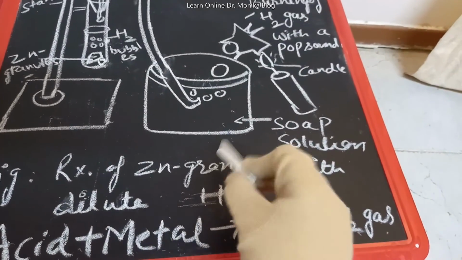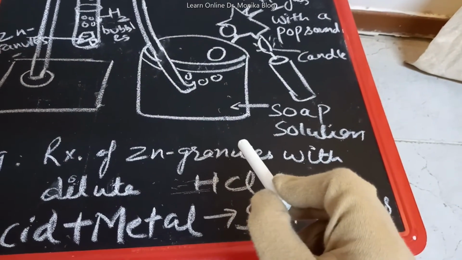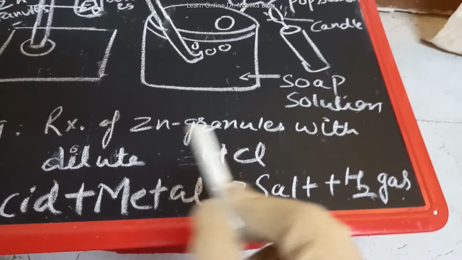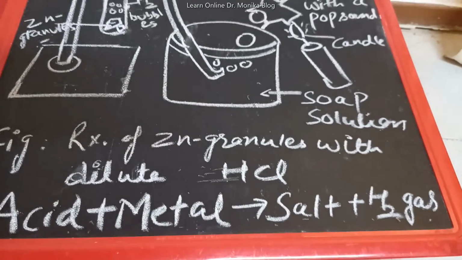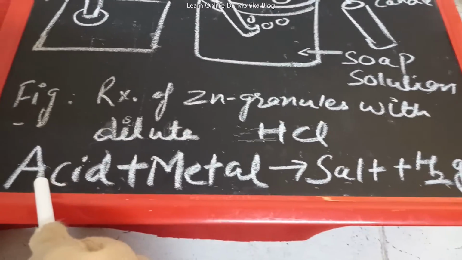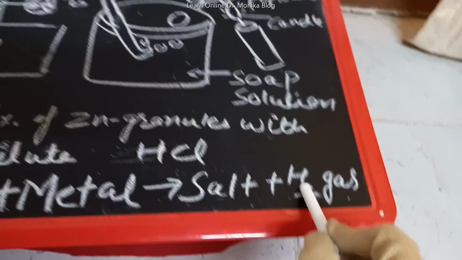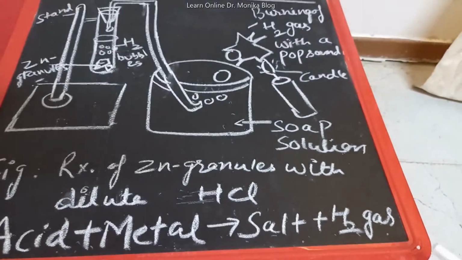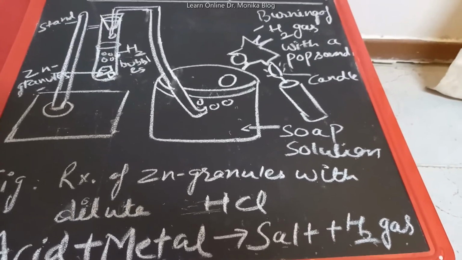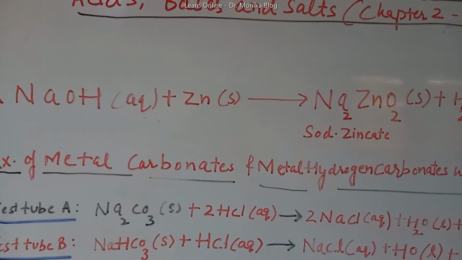From this reaction, we can say that the metal displaces the hydrogen atom from the acid as hydrogen gas and forms a compound that is called salt. So it can be summarized as: when acid reacts with metal, there is formation of salt and release of hydrogen gas. Like this, we can take other activity examples also. Hope the concept is clear.